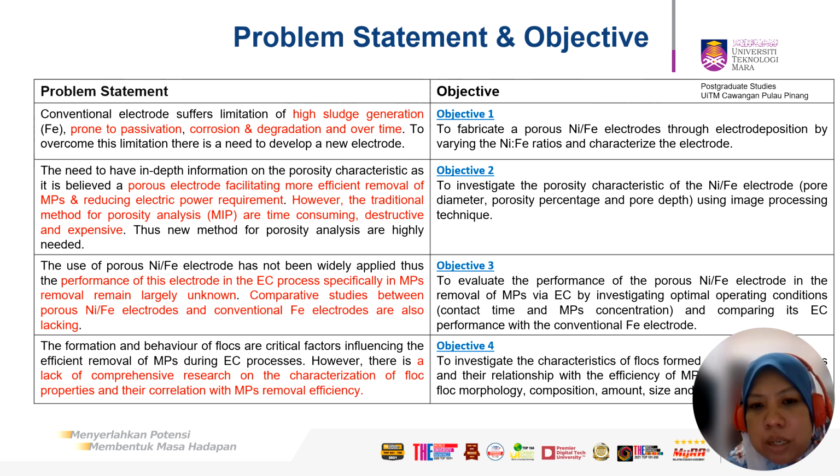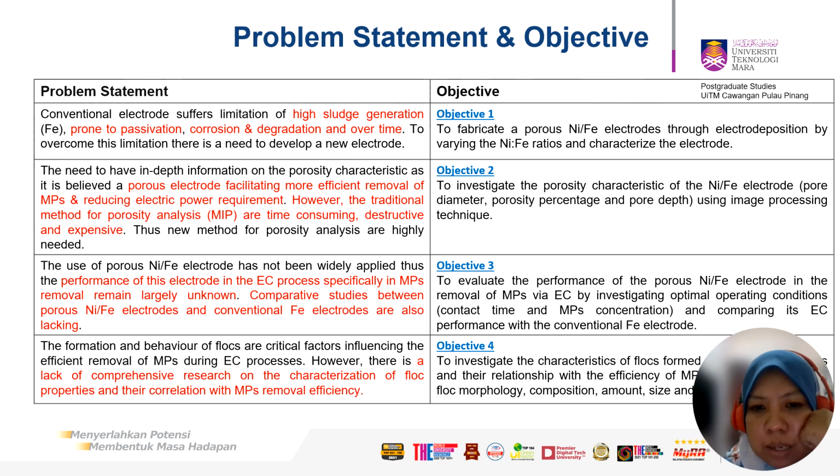So my first objective is to fabricate a porous nickel Fe electrode through electrodeposition by varying the nickel Fe ratios and characterize the electrode. The second problem statement is the need to have in-depth information on the porosity characteristic, as it is believed a porous electrode facilitates more efficient removal of MPs and reduces electric power requirement. However, the traditional methods for porosity analysis are time-consuming, destructive, and expensive. Thus, new methods for porosity analysis are highly needed.